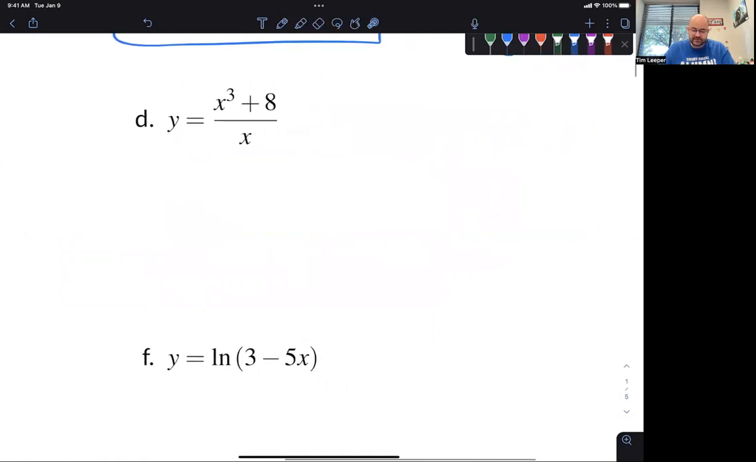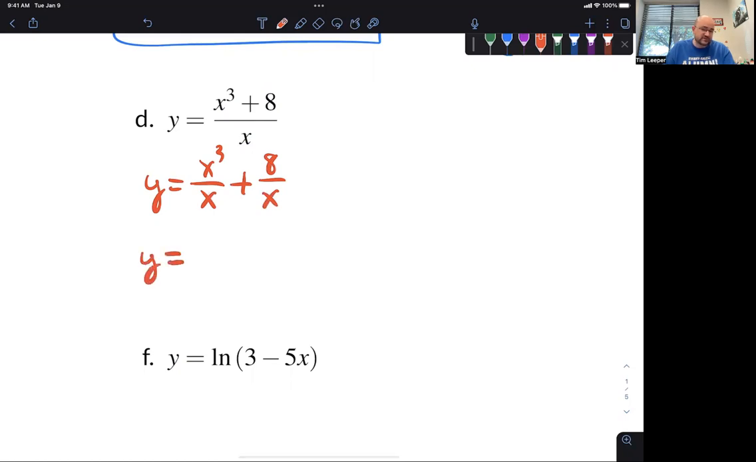Let's go on to letter D now. D is another one where we need to go ahead and simplify this. The reason that I want to do that is because y equals x cubed plus 8 all over x. Notice that there's just an x in the denominator. So I can divide both of those terms by an x and simplify this. So it's going to give me y equals x cubed divided by x plus 8 divided by x. And then simplifying that, it leaves me with y equals x cubed over x. Notice that one of those x's cancel. We're left with an x squared there.